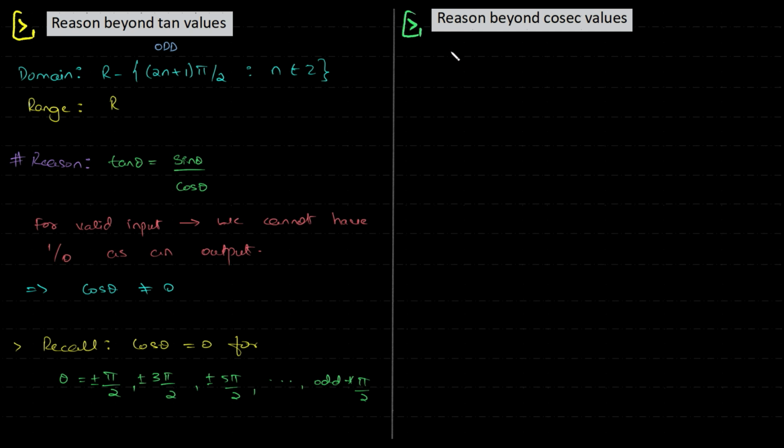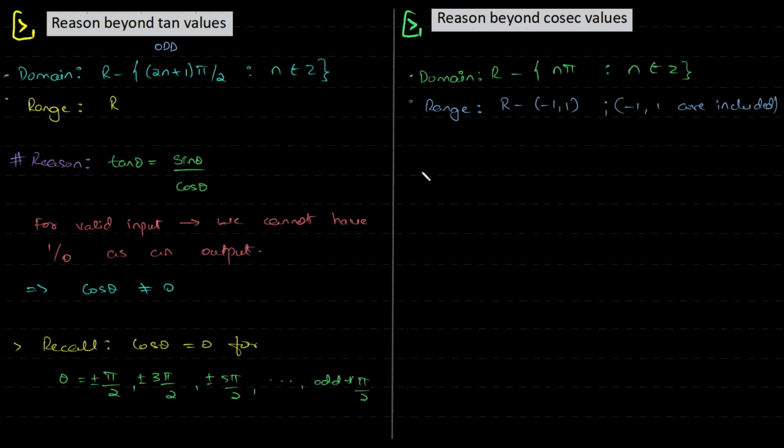Now, the domain of cosec is all the real numbers other than n multiples of pi, where n belongs to Z. The next thing is the range. It is all the real numbers excluding values between minus 1 and 1. Remember, 1 and minus 1 are included. Okay.